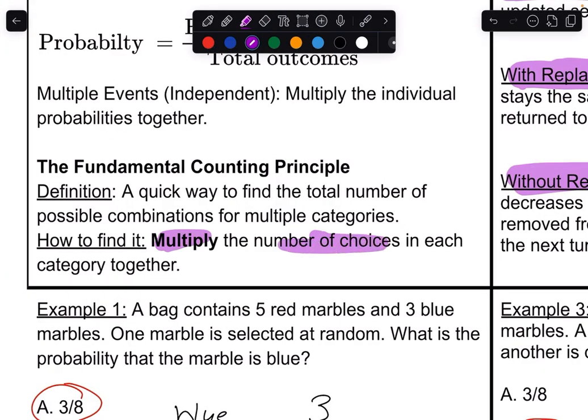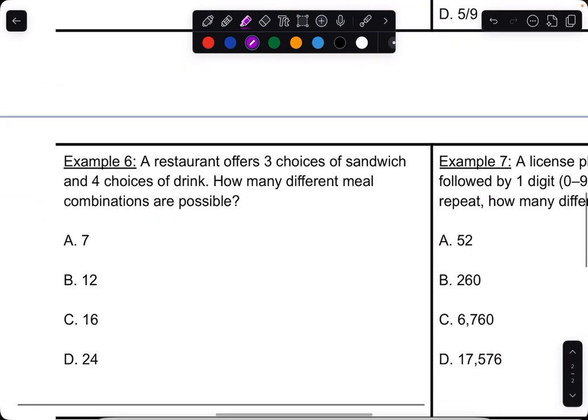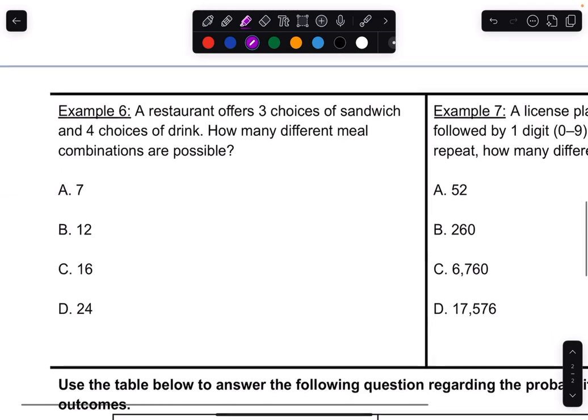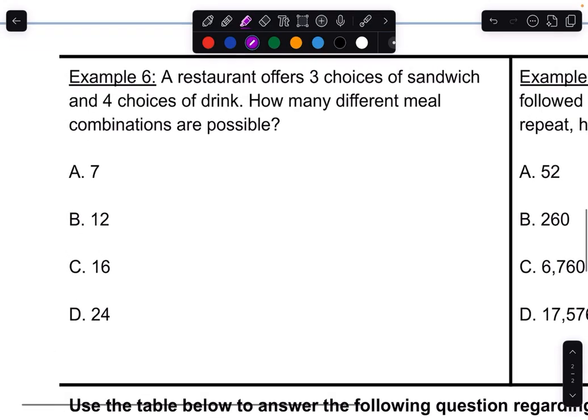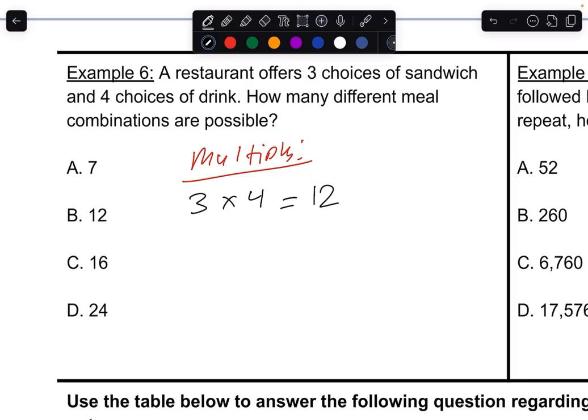number of choices together. So you got a restaurant that offers 3 different sandwiches and 4 choices of drinks. How many different meal combinations? So if you got sandwich A and drink A versus sandwich A and drink B, sandwich A and drink C, so on and so forth. We just multiply all the different options. You got 3 sandwich options, 4 drink options. Therefore, you have 12 options altogether.